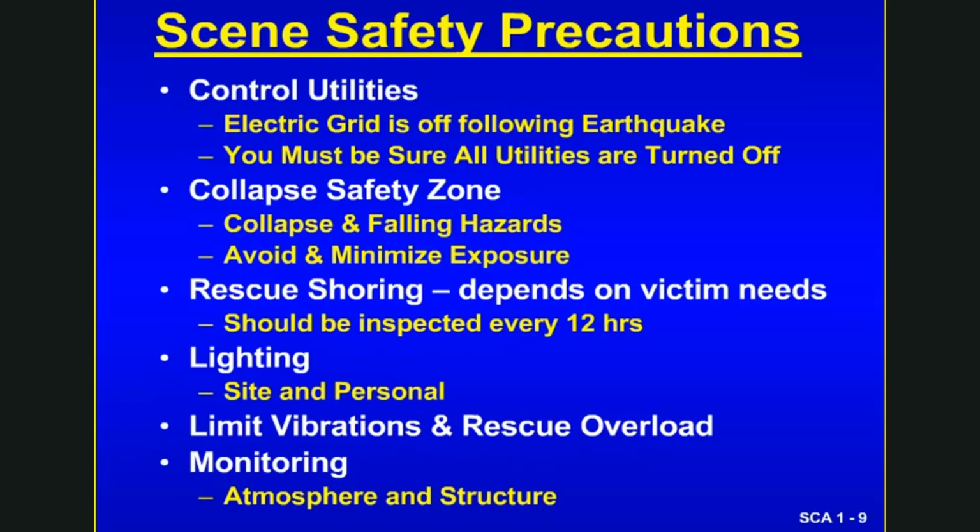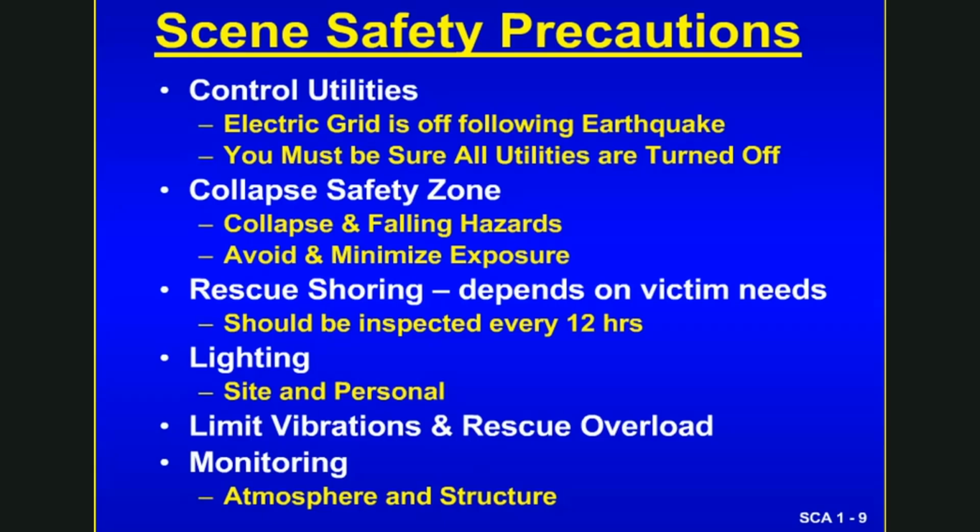One of the things we want to do in scene site safety first is control the utilities. The electric grid is normally off during an earthquake, and there are a number of examples of rescuers going into structures with the electricity being apparently off because the entire system was down, and then once they were inside, the system went back up, and of course the electricity was turned back on, and they were then searching in a building that had live wires, and that had to be immediately corrected. So one must make sure at the beginning that the electricity and the gas and all the utilities are turned off to that particular structure and space.